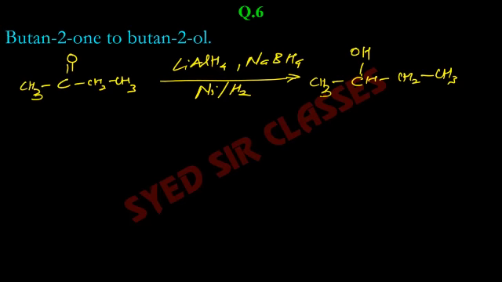Butane-2-one to butan-2-ol. If you have to introduce one more alkyl group, CH3, then you use the Grignard reagent first, and after that you do acidic hydrolysis, then you get the alcohol. Okay.